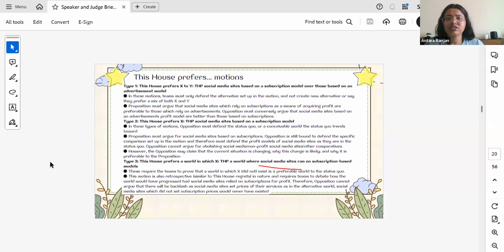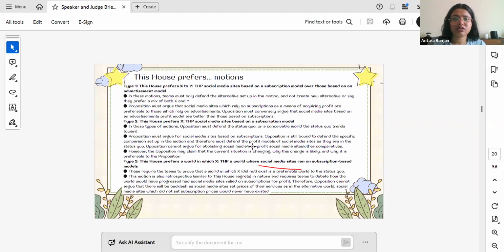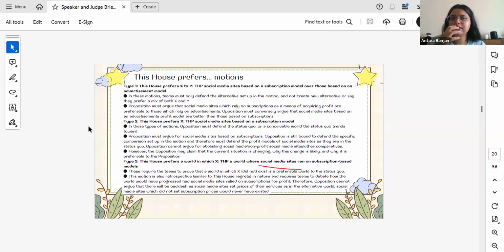Okay, quickly then moving on to this house prefers, right? So, what is a this house prefers motion? A this house prefers motion talks about why one thing is better than the other, right? This house believes that social media sites like Instagram and Facebook should be subscription based.